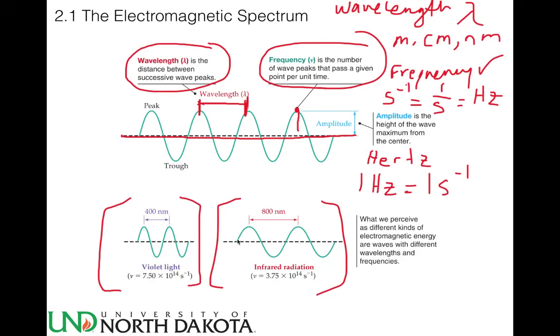So here on the bottom of this slide, we have 2 types of radiation. We have violet light, shown here on the left, and infrared radiation on the right. Now, violet light has a shorter wavelength of 400 nanometers. Infrared radiation has a longer wavelength of 800 nanometers. As a result, violet light has a frequency that's twice as great as that of infrared radiation. So it has half the wavelength and twice the frequency.